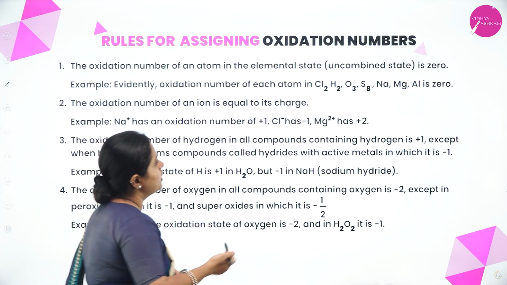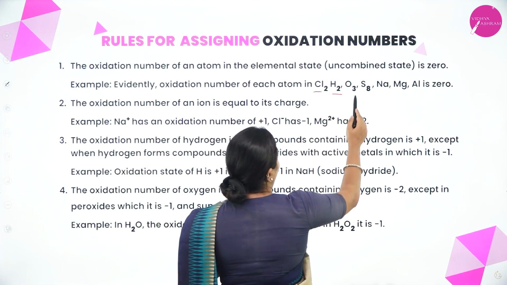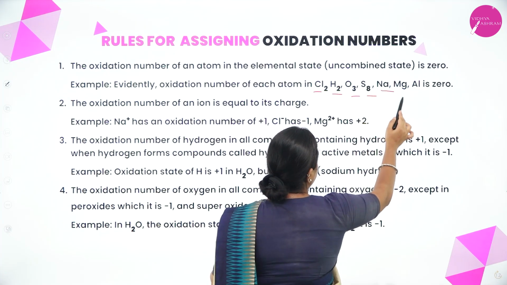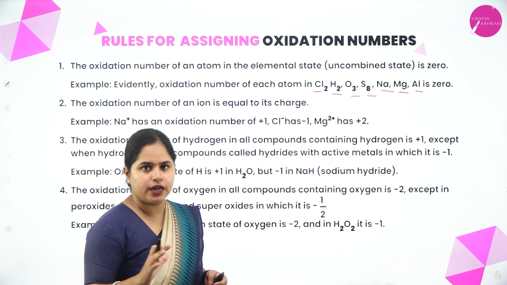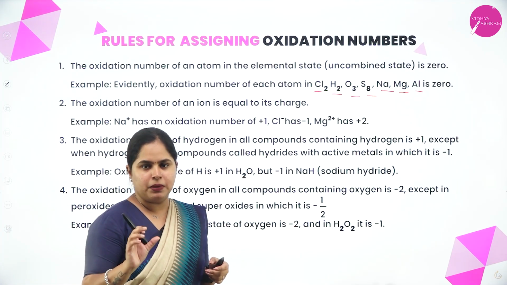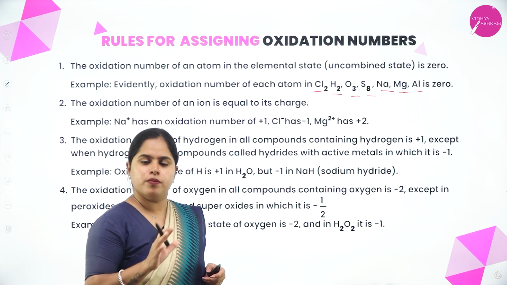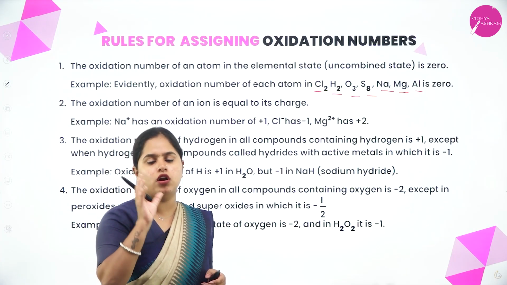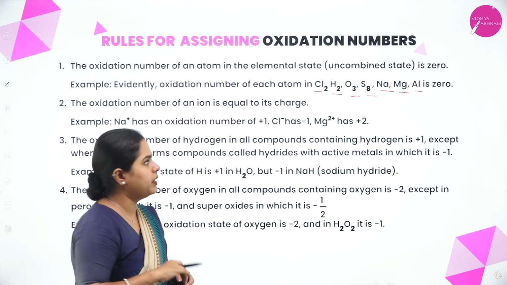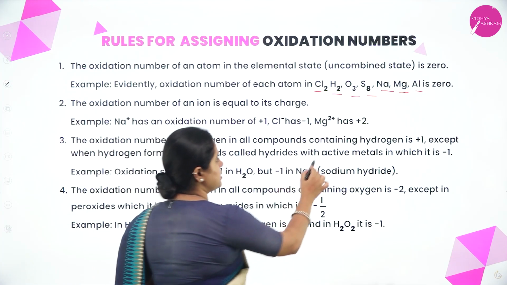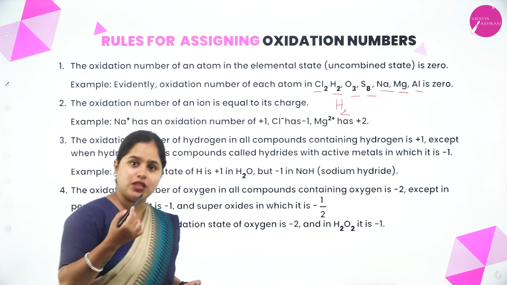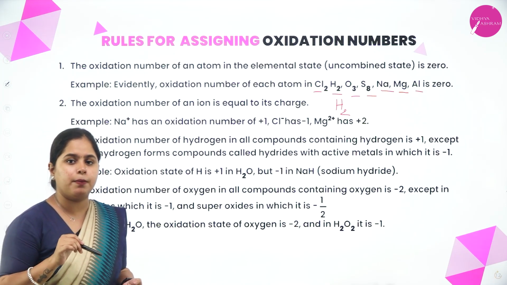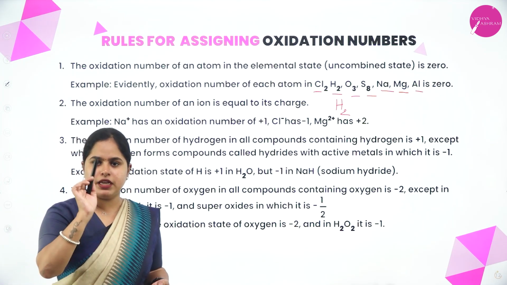So for example, Cl2, H2, O3, S8, sodium, Na, magnesium, aluminium, these are all in their elementary state. Sodium exists as sodium metal, that is in the solid form, so that is in an uncombined form, always the oxidation number will be 0. Hydrogen doesn't exist as a hydrogen atom, it exists as H2, hydrogen molecule. So that is in its elementary state, so the oxidation number will be 0.